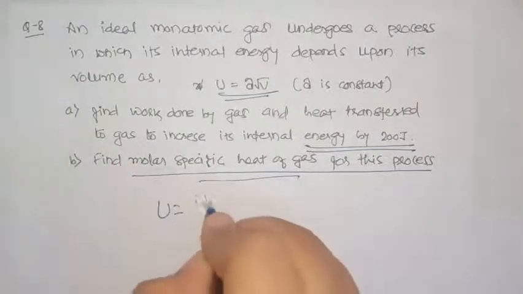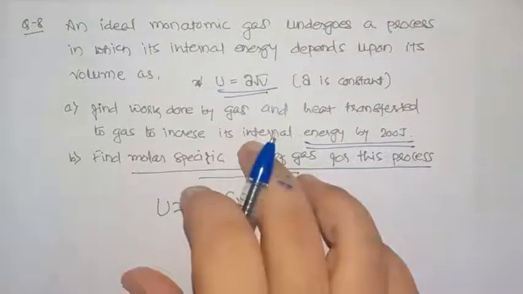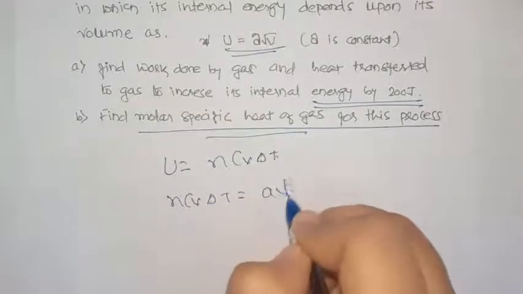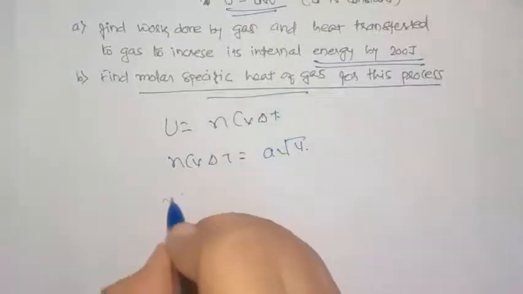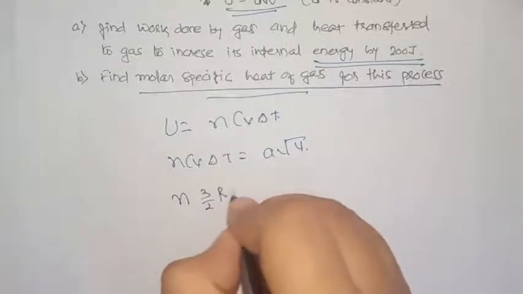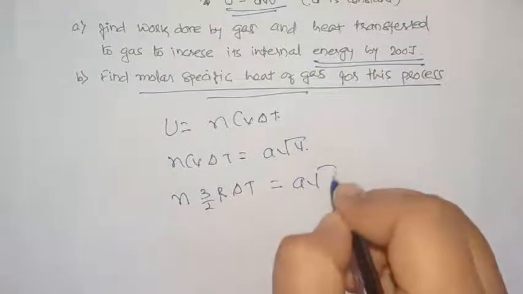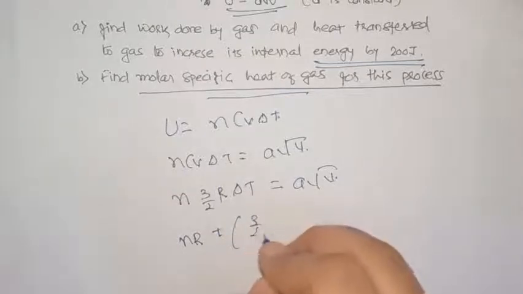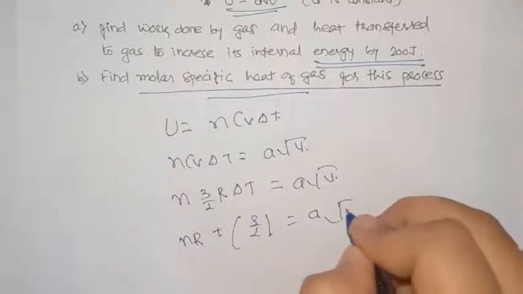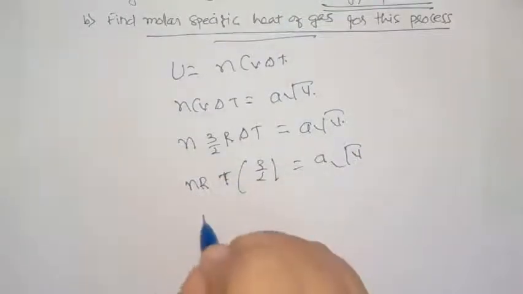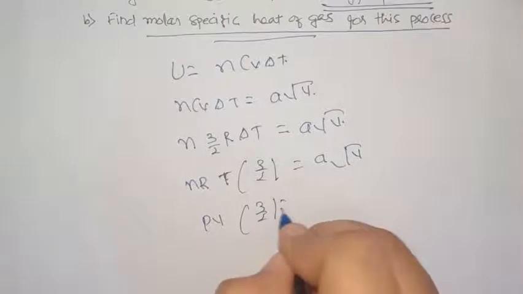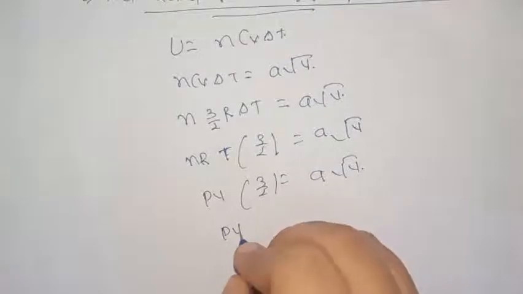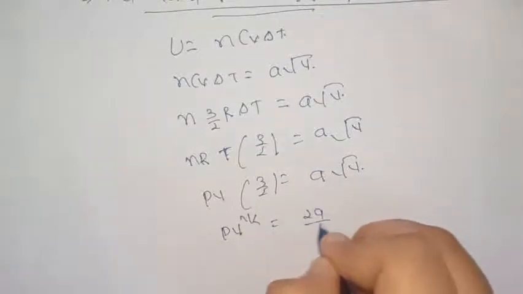The internal energy is given by nCv delta T. So we can write nCv delta T is equal to A root V. Cv for monoatomic is 3 by 2 R. Delta T is equal to A root V. So nRT into 3 by 2 is equal to A root V. But nRT can be written as PV. So PV into 3 by 2 is equal to A root V. So PV power 1 by 2 is equal to 2A by 3.